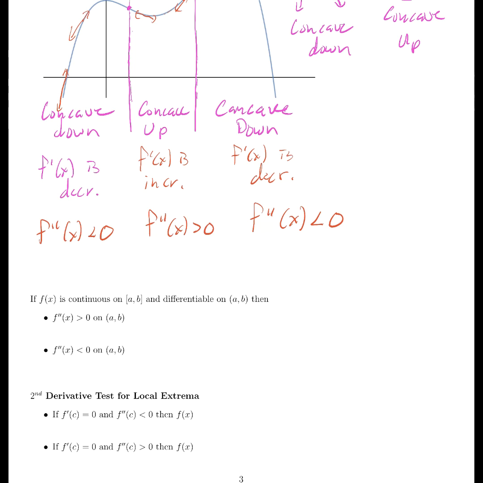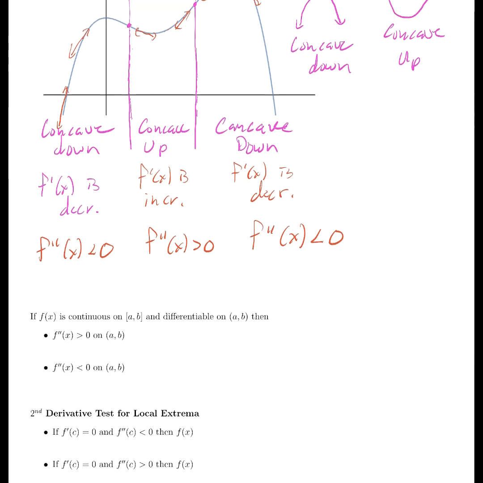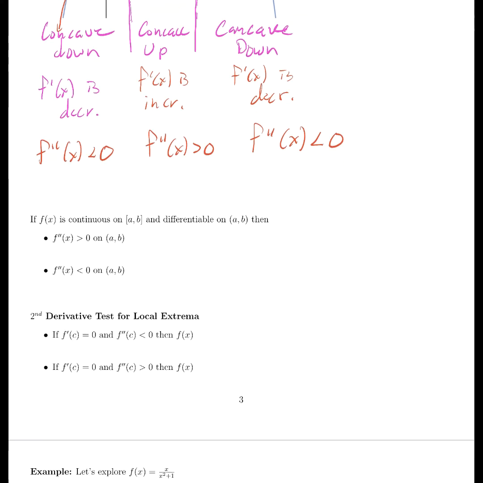So it seems that if the second derivative is negative, the function is concave down, and if the second derivative is positive, the function is concave up. So if f double prime of x, the second derivative, is greater than 0 on AB, then f of x is concave up. Otherwise, if it's less than 0, then f of x is concave down.